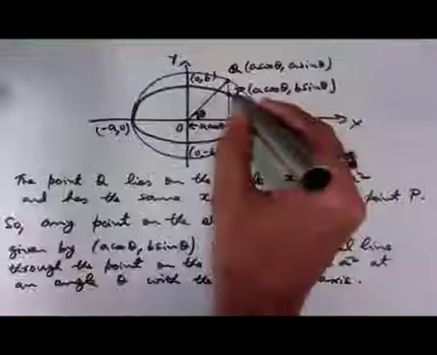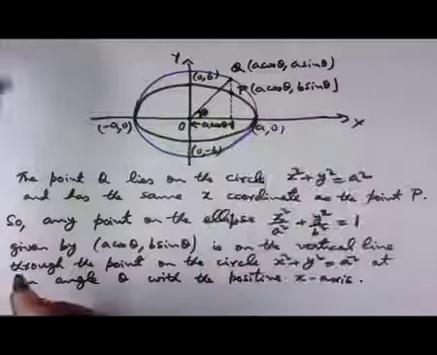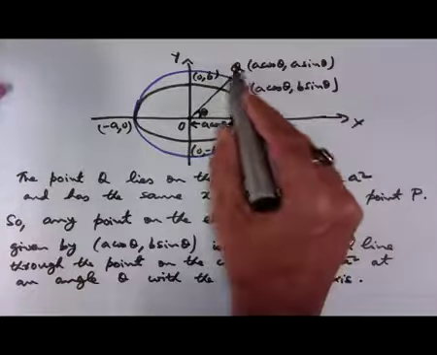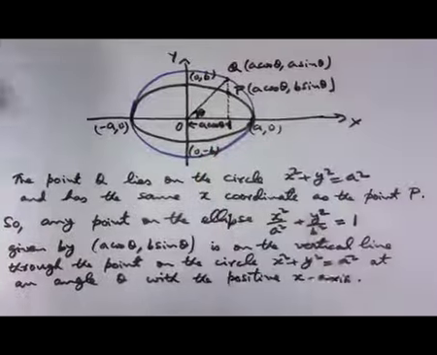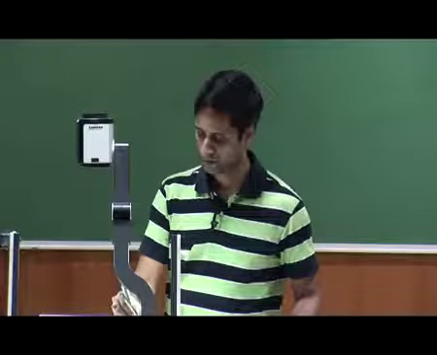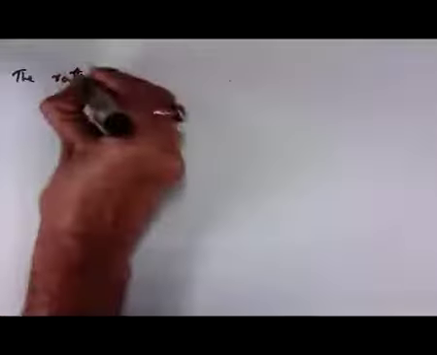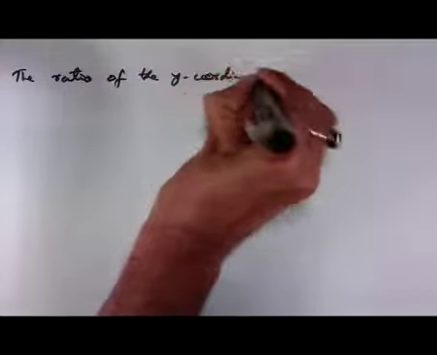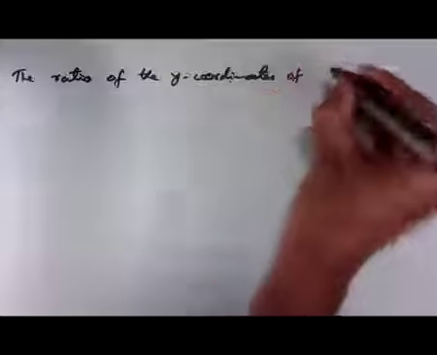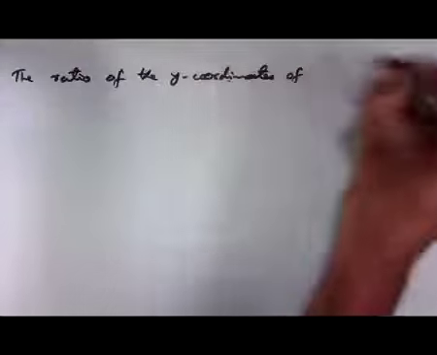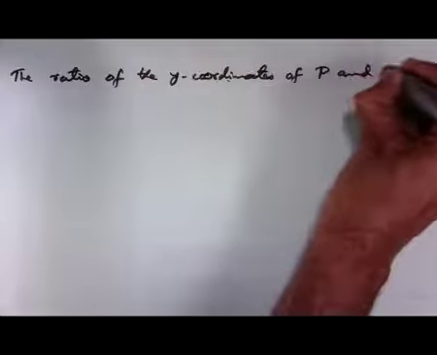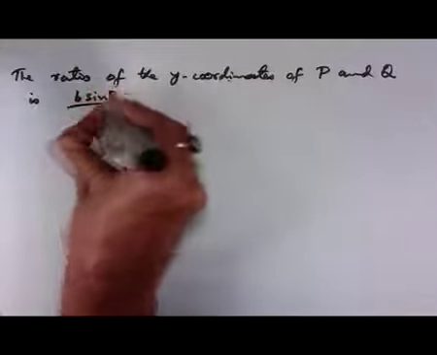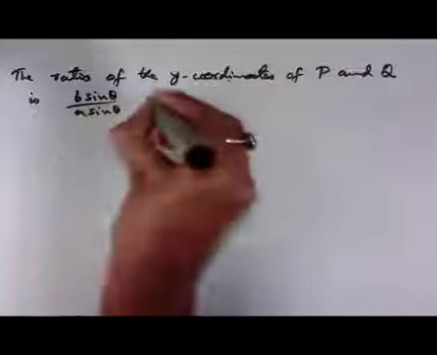And what is the ratio of the y coordinates of this? If you see, a sin theta and b sin theta are the y coordinates of Q and P respectively. So, the ratio of the y coordinates of P and Q is b sin theta divided by a sin theta, which is equal to b by a.